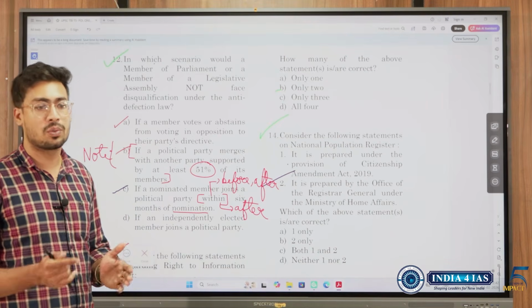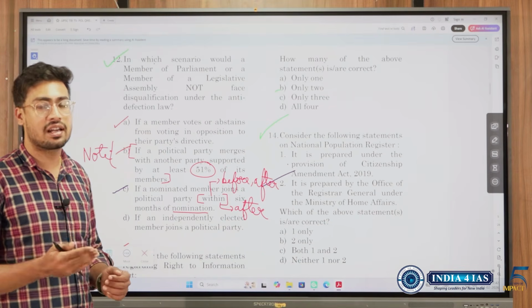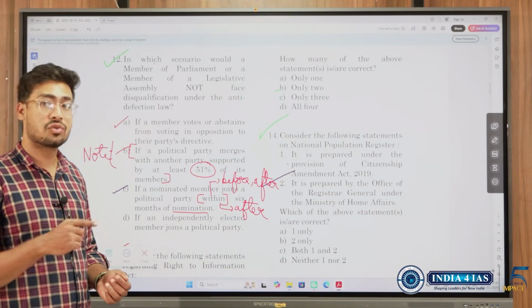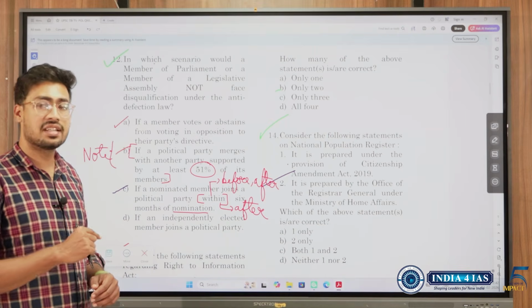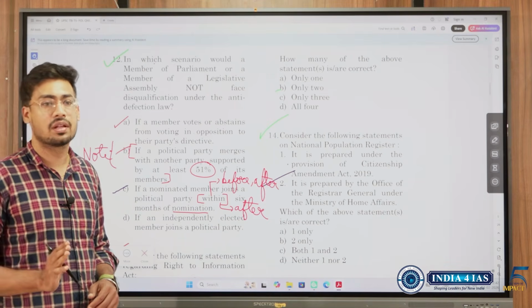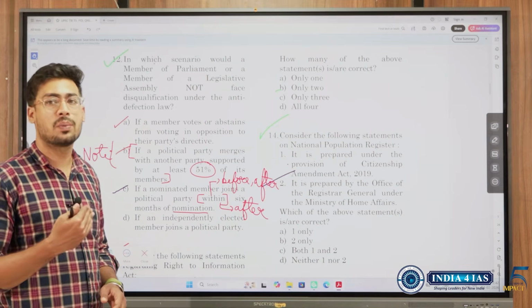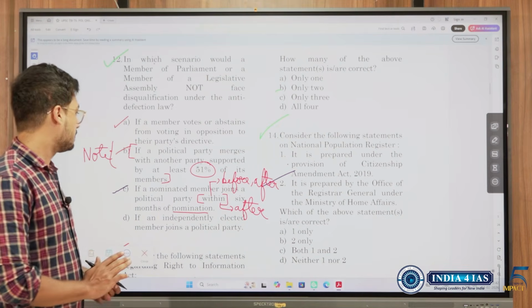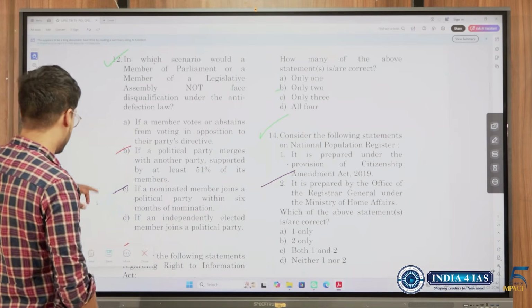So you can remember it this way. In the first 6 months they won't take him in, so he can't join in the first 6 months. After 6 months, there are the next 4.5 years. So in that tenure, there is a good chance that this nominated member might join the party. But if he joins, then anti-defection will be applicable. So basically, we are reducing the chances of the nominated member joining the political party or the ruling party. Okay, we'll move ahead.